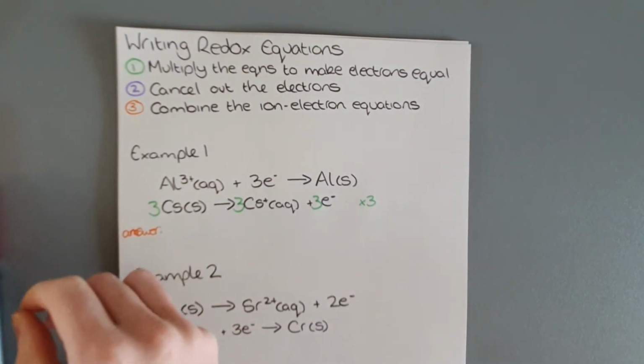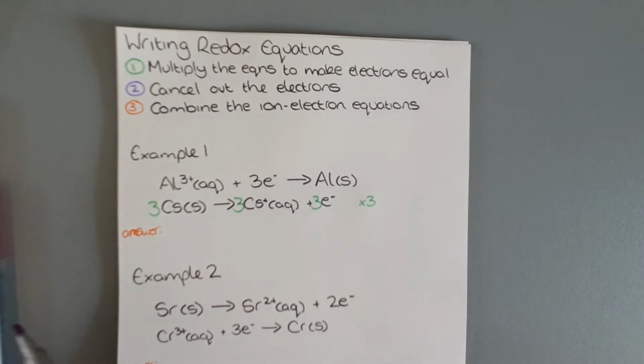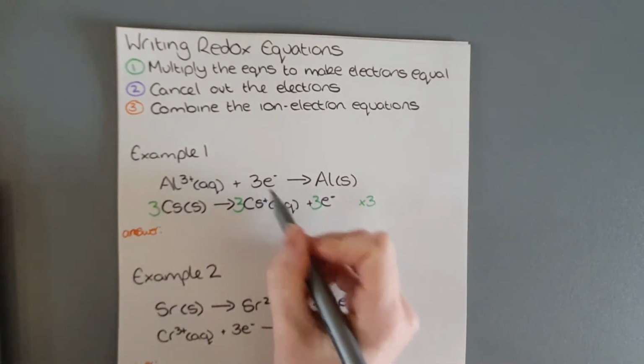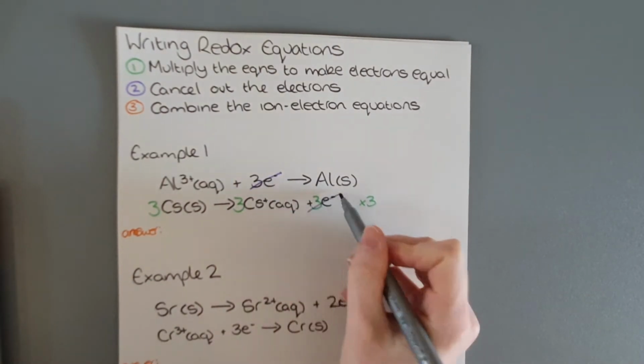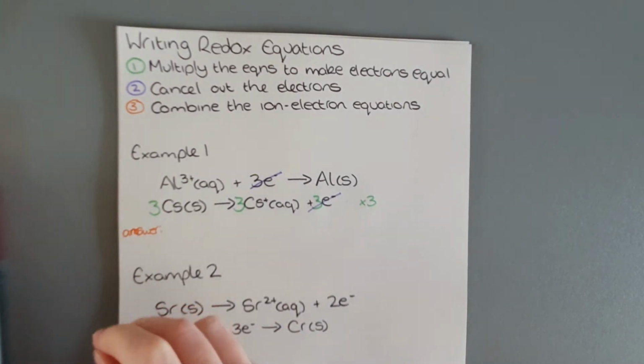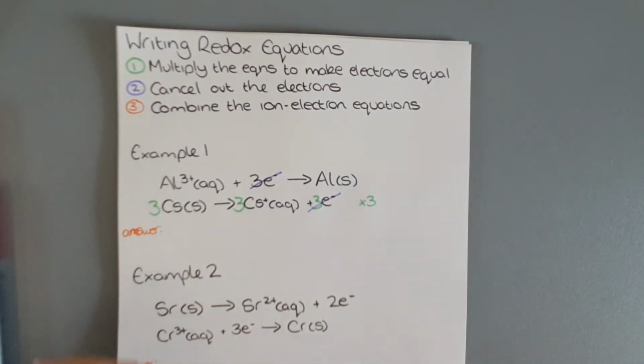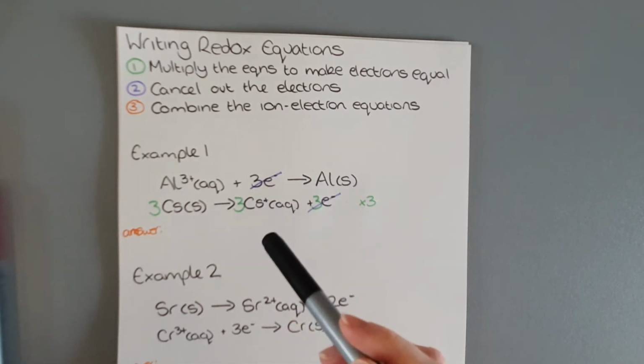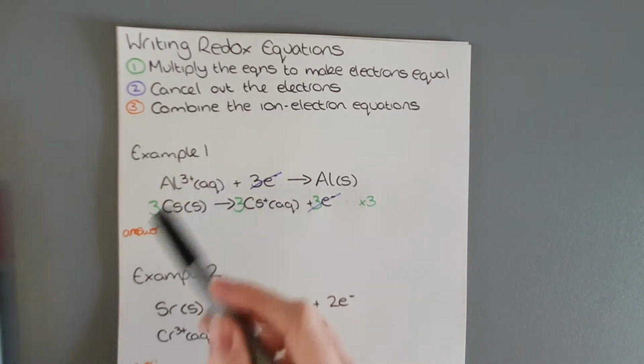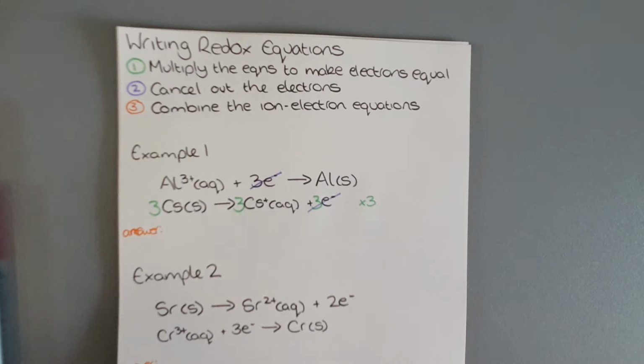Now that's going to affect everything in the equation, not just the electrons. Step 2, cancel out the electrons. You can only do that once they're equal. So now that they're both 3, we cancel them. And the final step, once you're happy with that and everything's balanced and cancelled, you want to combine the 2 equations to make one equation, which would then be your redox equation.